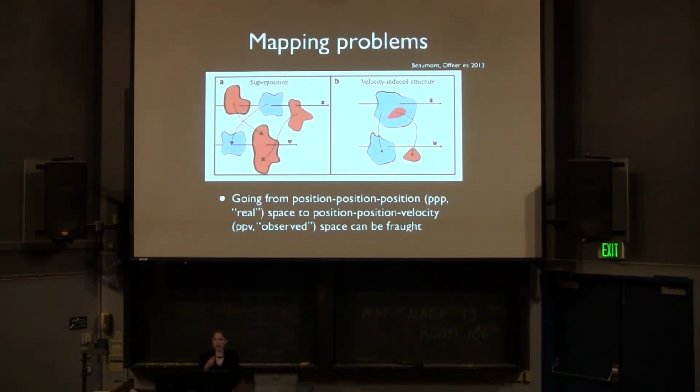The second thing that can happen is you can create artificial structures. So suppose you have a blob where spatially it's coherent, but inside there are two different velocity components. Then when you map this from position space to velocity space, you might break up the clump and it would look like two features instead of one. Okay? So both of these could create problems.